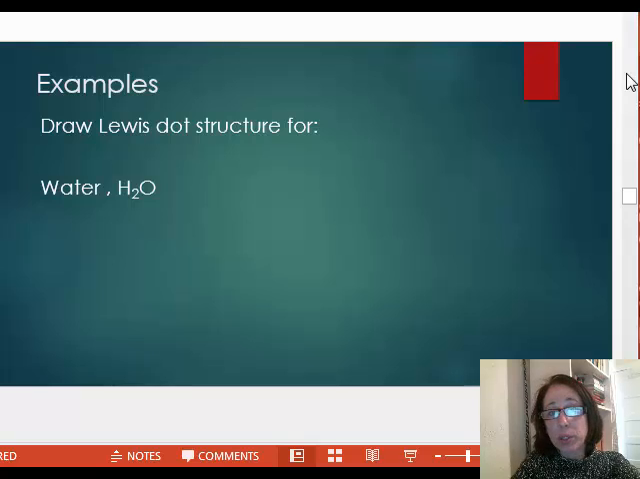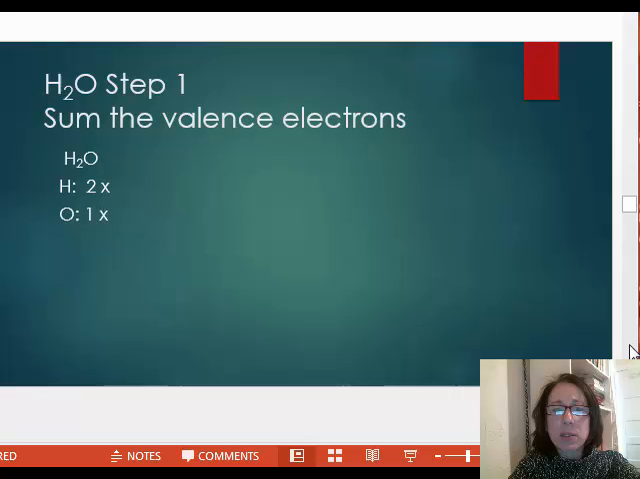The best way to learn how Lewis dot structures are constructed is to work through examples. Let's look at drawing the Lewis dot structure for water. The first step is to sum the valence electrons for the atoms in the molecule. In a water molecule, there are 2 hydrogen atoms and 1 oxygen atom.